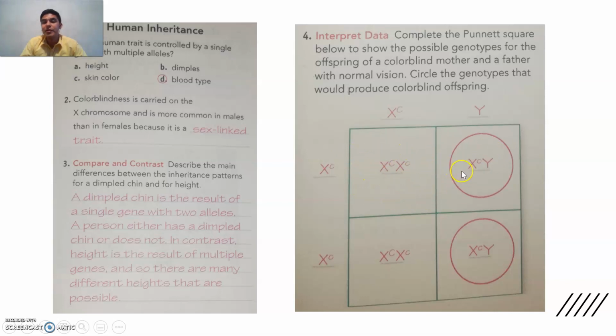On the second one, we're going to have X and Y. In the third one, X and X. And in the last one, we have X and Y. Just like we have studied before, color blindness is more typical in males. So in this case, the two babies that are going to have color blindness are both going to be boys, and so we have to circle them right here. Okay, that will be for question number 4.